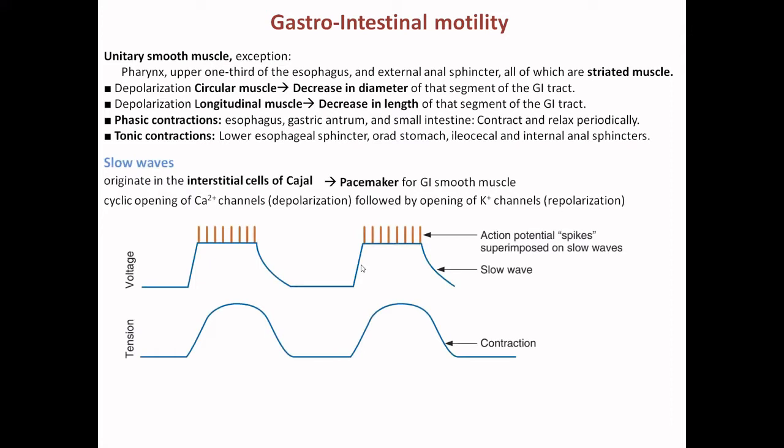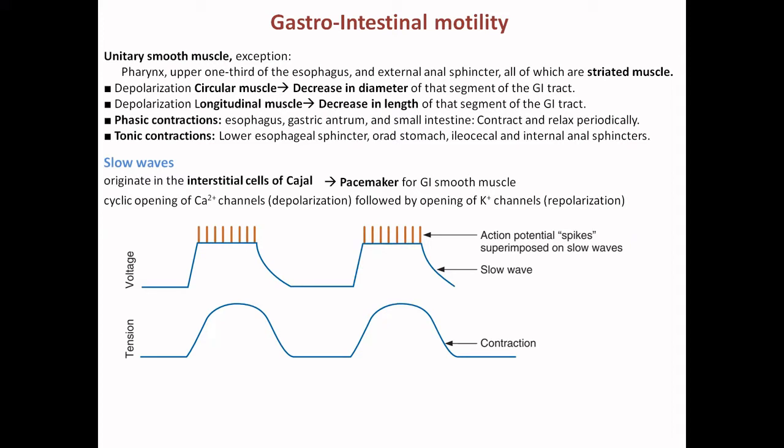So, what type of movement can we see in the GI tract? The characteristic movement of the GI tract muscles are the slow waves that originate in the interstitial cells of Cajal, which act as the pacemaker for the GI tract smooth muscles. So there is a cyclic opening of the calcium channels that leads to the depolarization. We can see here there is a depolarization, and it is followed by the opening of the potassium channel that leads to the repolarization.